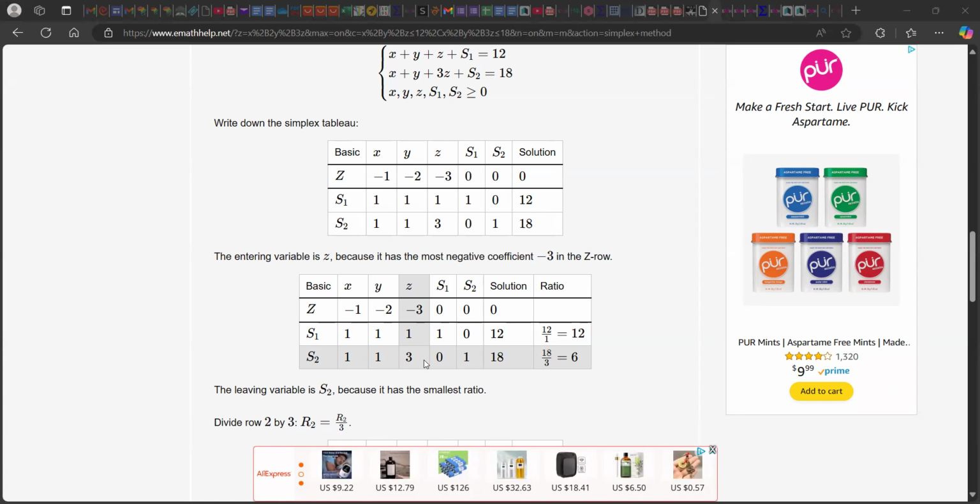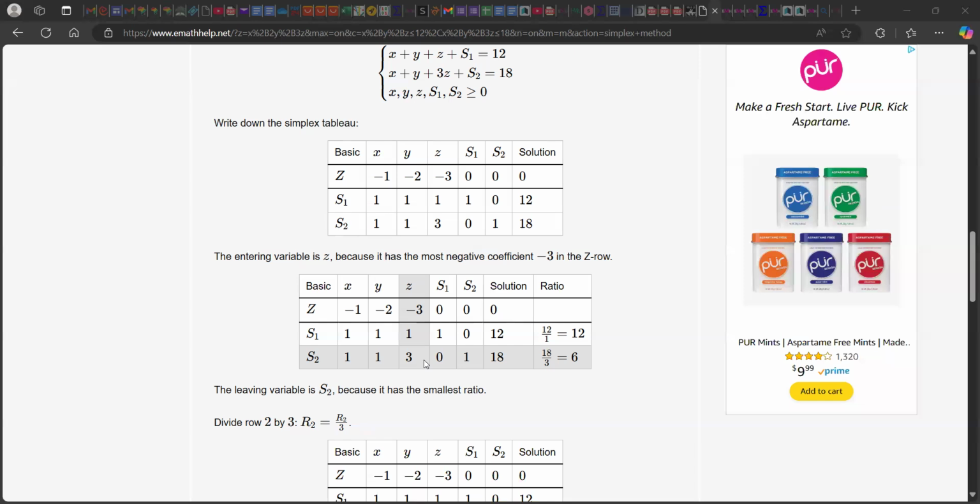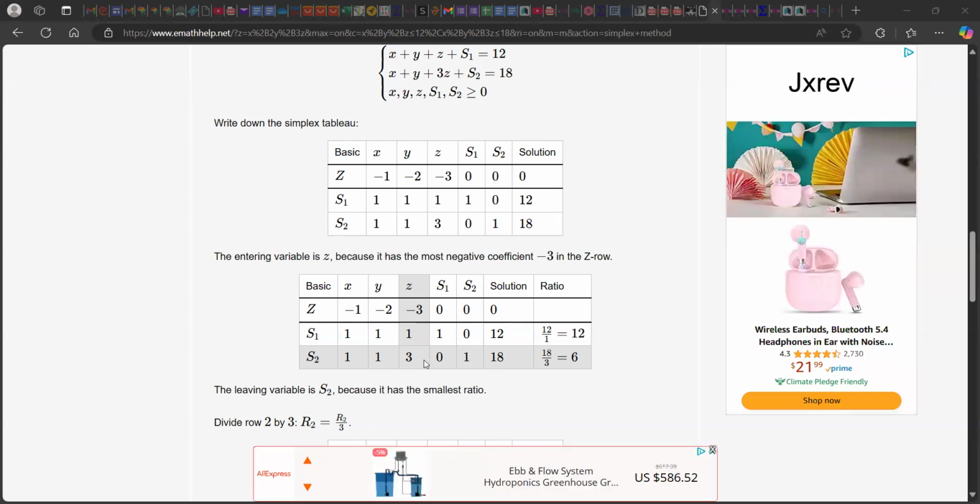Excuse me, sir. So what you're saying is, when you're finding the column, you have to find the highest negative, and when you're finding the row, you're finding the smallest ratio?